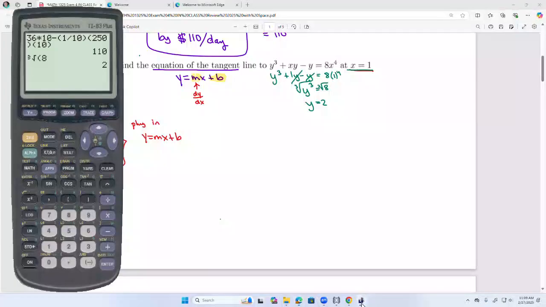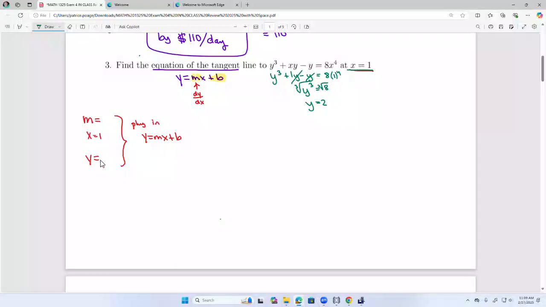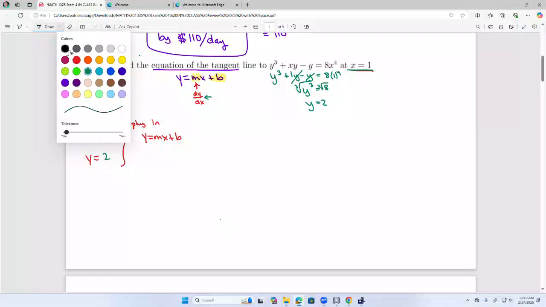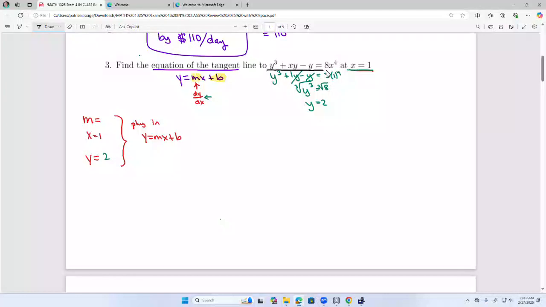All right, so that was the first step I did. So I know y equals 2. My next thing is to find this derivative right here, because the derivative is going to be the slope. So looking at my function, I'm going to take the derivative of everything with respect to x. Taking the derivative of y cubed, I get 3y squared, and I just took the derivative of y with respect to x, so dy dx.